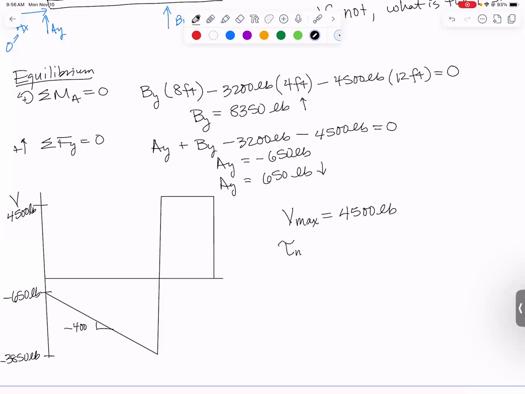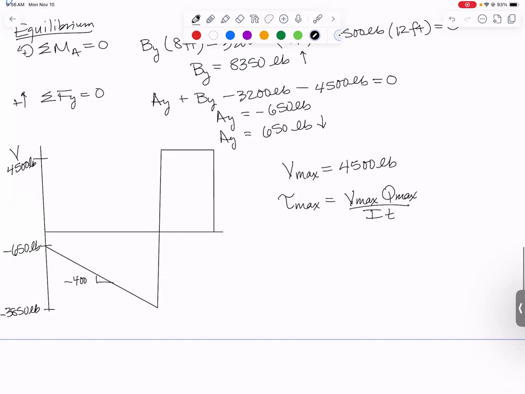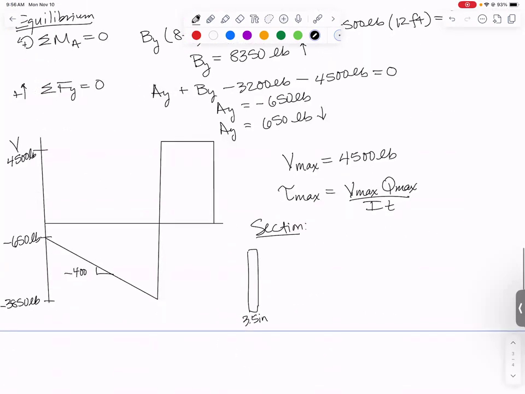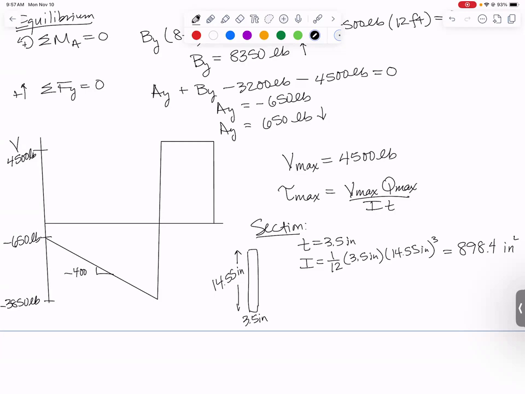Our equation is tau max is Vmax times Qmax over IT. So we need some section properties. Once again, it is a friendly rectangle, 3.5 inches wide and 14.55 inches tall. So what do we get from our section? The thickness is 3.5 inches. The moment of inertia is 1/12. The base is 3.5 inches. The height is 14.55 inches, which gets cubed, and that number comes out to be 898.4 inches to the fourth.